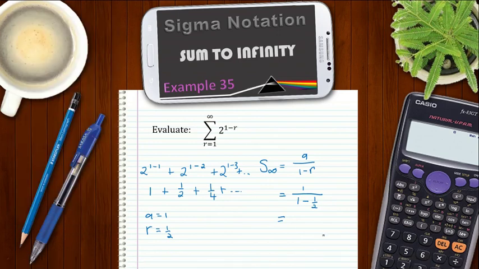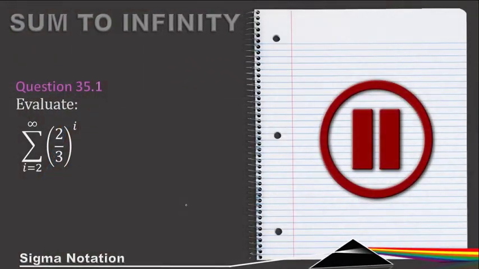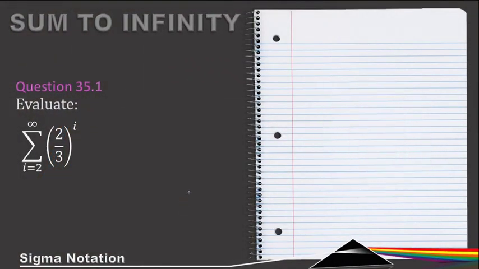And that's equal to 2. Okay, so question 35.1, we have the same thing here. It says evaluate. Here we have i equal to 2, and then also up to sum to infinity. So first thing I'm going to do, once again, is just to get the first three terms. And then we're going to use the sum to infinity formula to calculate it.